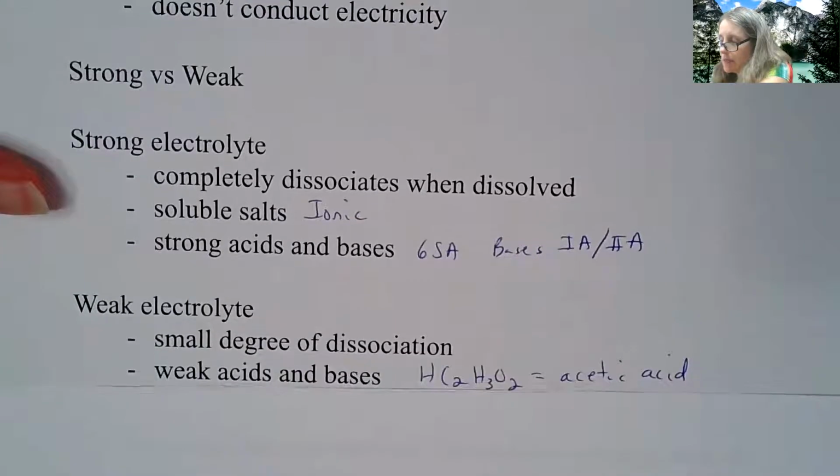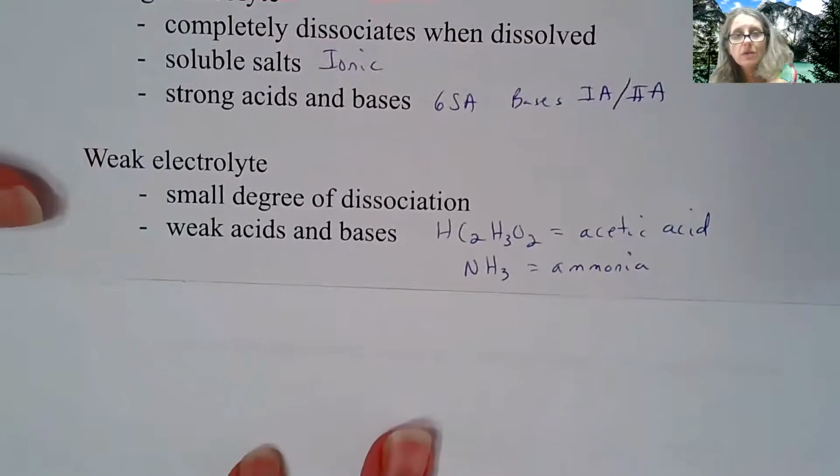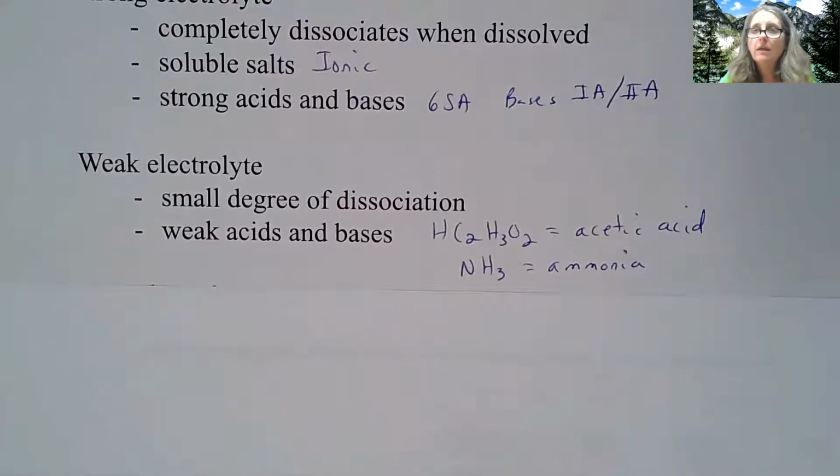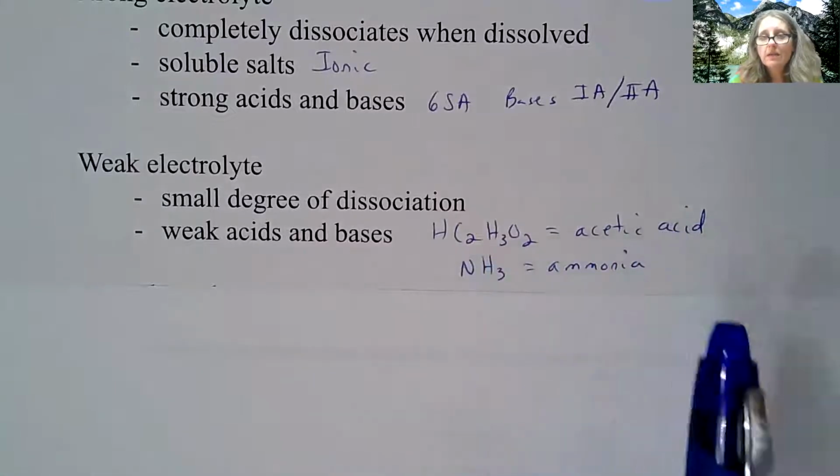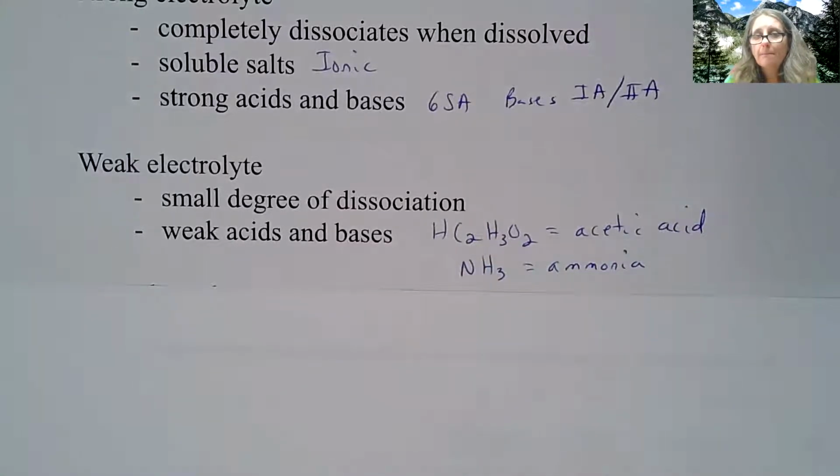A weak electrolyte has a small degree of dissociation, so the i would be greater than 1, but not nearly as big as with a strong electrolyte. Some of it breaks up. Those are your weak acids and weak bases, which we will discuss further this semester. The 2 big ones you need to remember are acetic acid, a weak electrolyte, and ammonia, NH3, which is also considered a weak electrolyte.